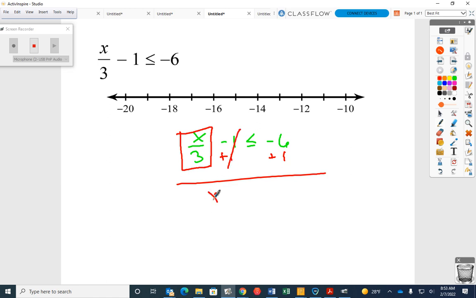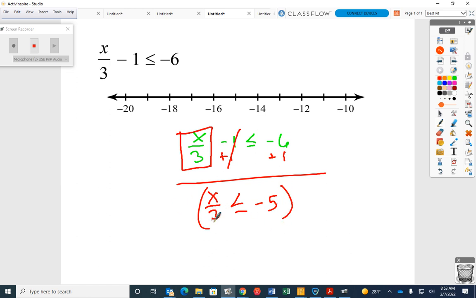I'm left with x divided by 3 is less than or equal to negative 6 plus 1. What's negative 6 plus 1? Negative 5. Okay. So, Braden, how do I undo x divided by 3? How do I undo division, first of all? Multiplication. So what am I going to multiply both sides by?